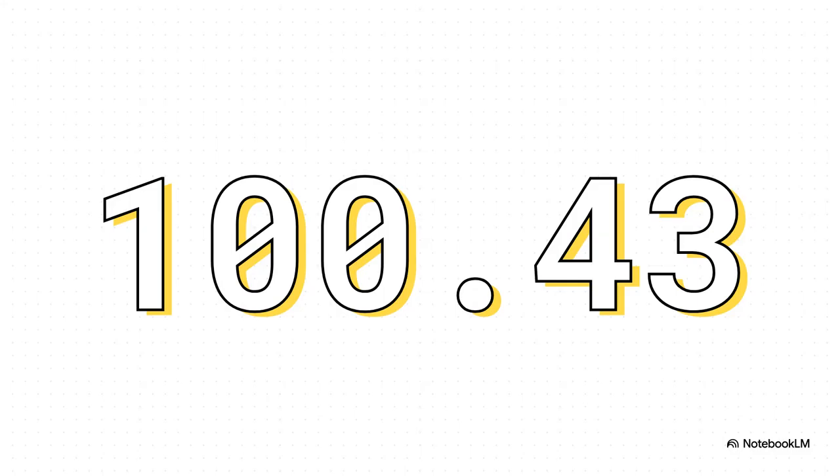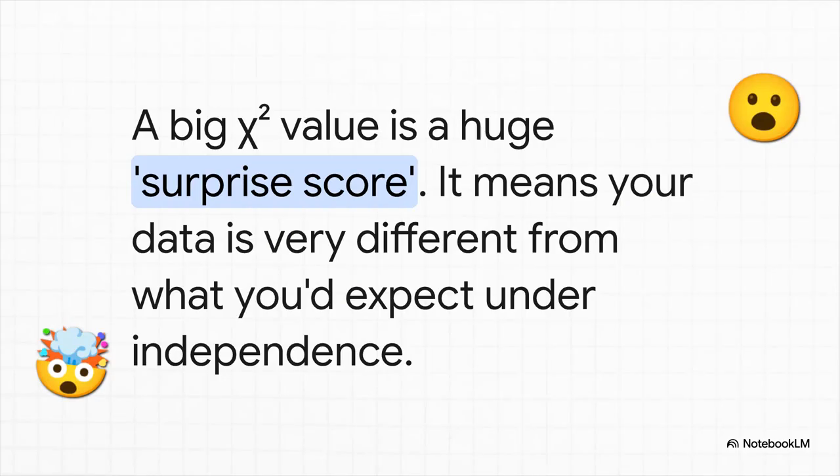So we run the numbers through our chi-square gadget, and it spits out this value, 100.43. Now, what is that? That's our test statistic. And you can just think of it as a score that tells us how different our actual data is from what we would have expected to see if there was really no relationship at all. And here's the most important part. The bigger the score, the bigger the difference. And a score of over 100, that's massive. I like to call it a surprise score.